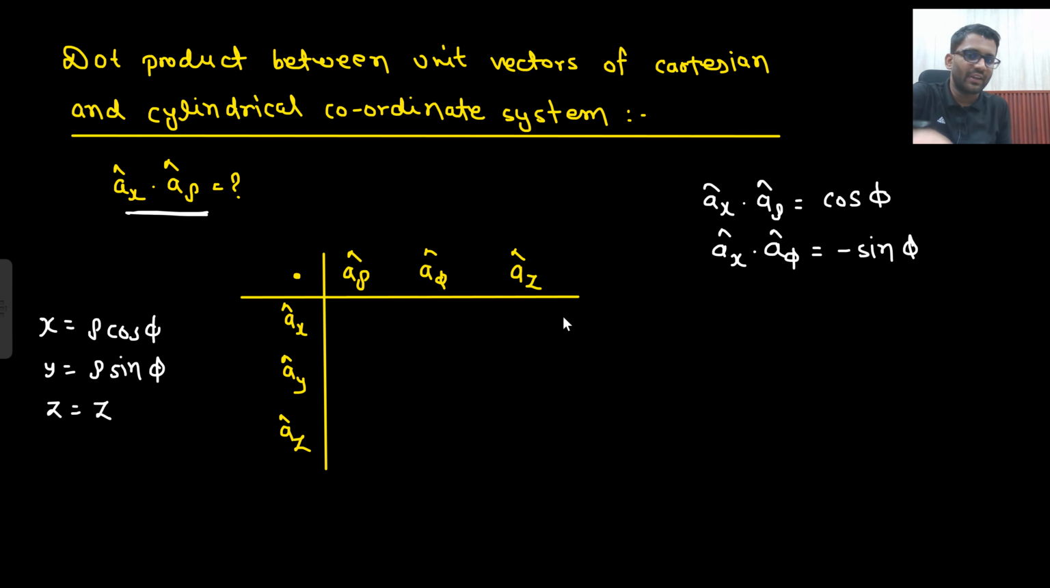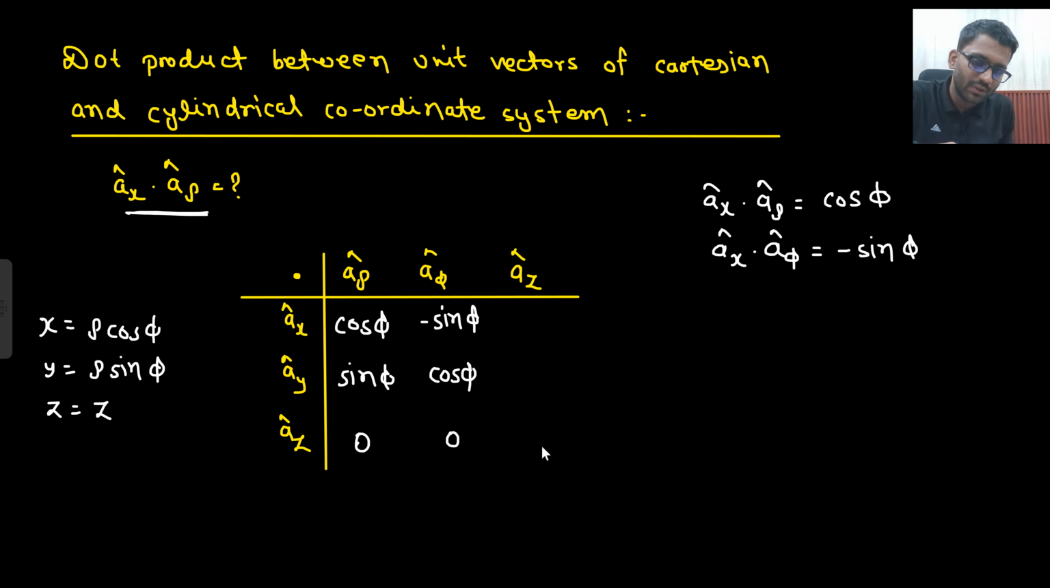I can write down A rho, A phi, AZ here. Now, x is related to rho by cos phi. y is related to rho by sin phi. z is not even related to rho. Here I will just do the differentiation. Minus sin phi, cos phi, 0. Here 0, 0 and 1. There you go. Now, AX cap dot arrow cap is cos phi. AX cap dot A phi cap is minus sin phi. AX cap dot AZ cap is equal to 0. Anything they can ask.